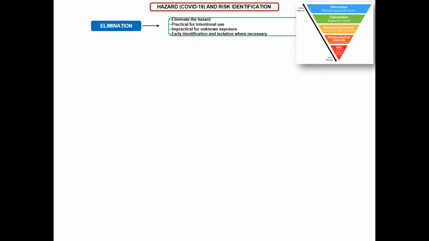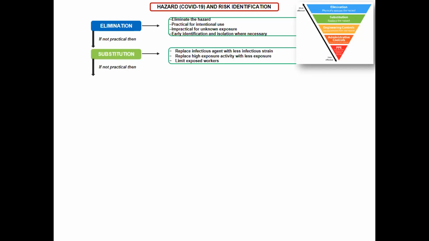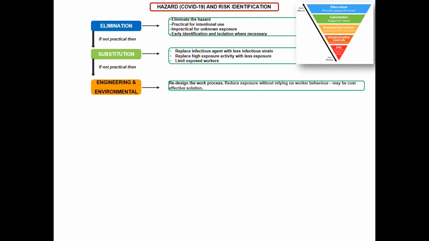Sometimes it may be impractical for unknown exposure. It may only be practical for intentional use, like in a laboratory setting, where you can eliminate the agent, but in most cases it's very difficult because you're not sure who is carrying the virus. And if elimination is not practical, you look at substitution to replace the infectious agent. If that is not practical, then look at engineering controls to reduce the exposure without relying on worker behavior.